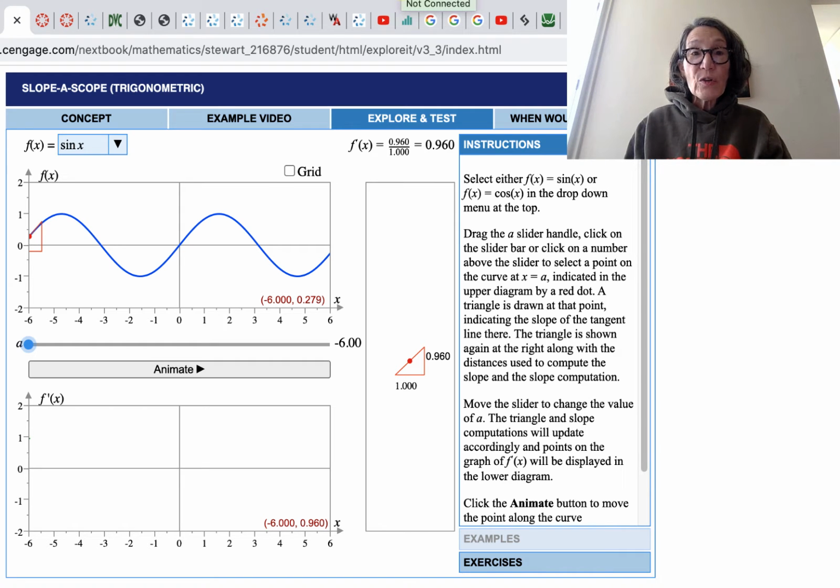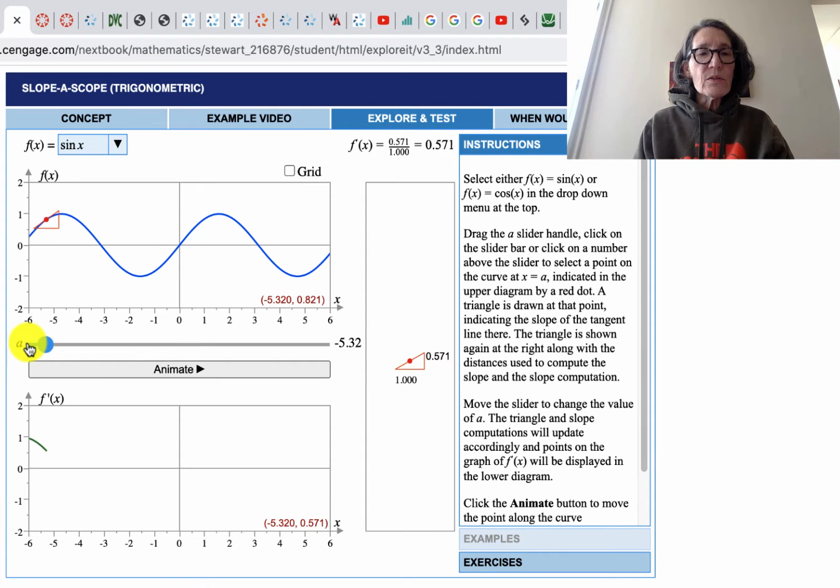Hey, this is just a quick video to show you what it is you're supposed to do with this thing. So on the Sloposcope activity, click on Explore and Test, and then up here it says f of x equals. Start out with the sine of x, and what you'll do down here, this little slider, this is x equals a, and a is just changing.